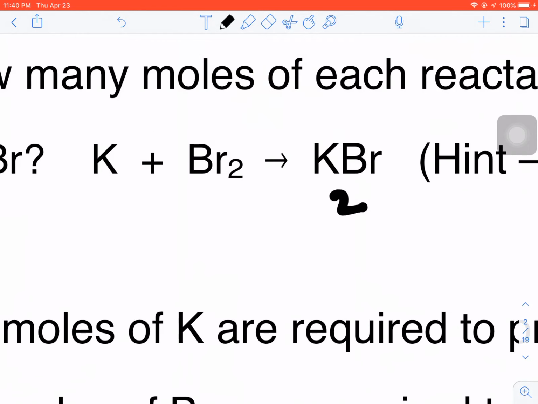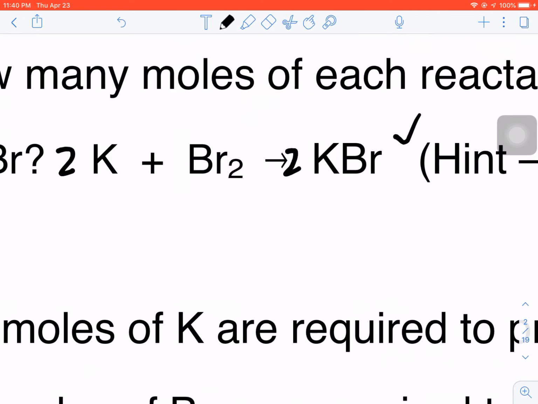I'm going to start with, so let's get rid of this here. I'm going to balance my equation. To balance it, I need a 2 in front of the potassium and 2 in front of the KBr. So I now have 2 Ks on the left, 2 potassiums on the right, 2 bromines on the left, 2 bromines on the right, and it's balanced, it's ready to go.